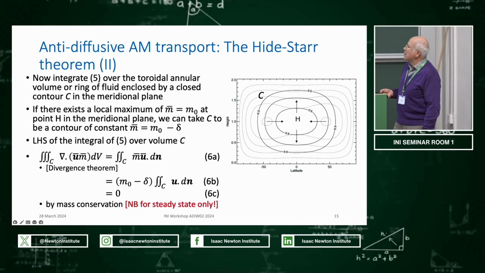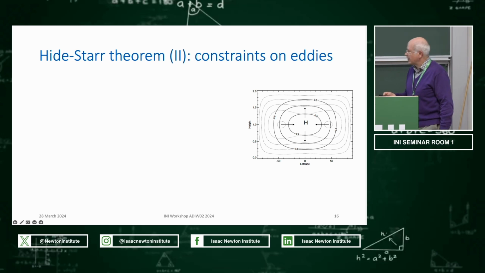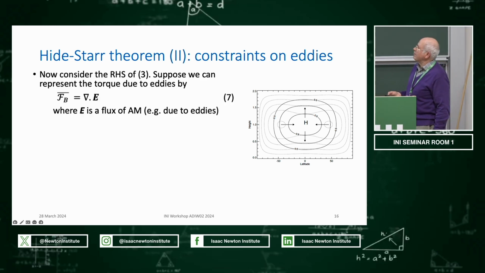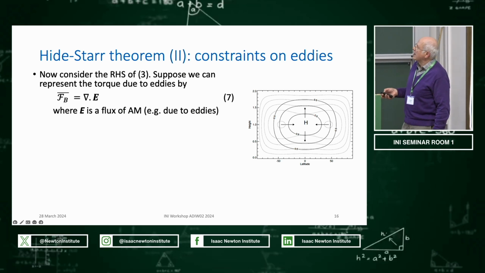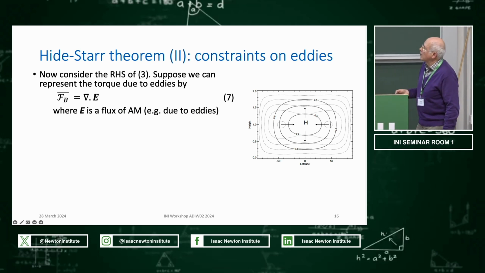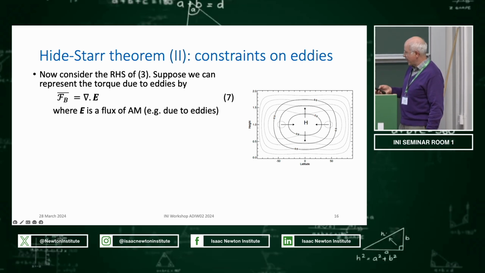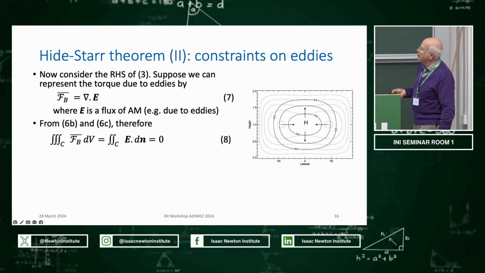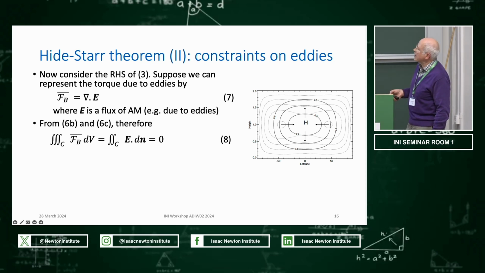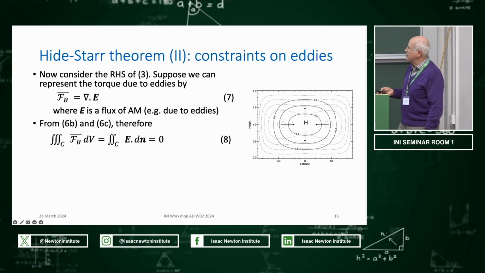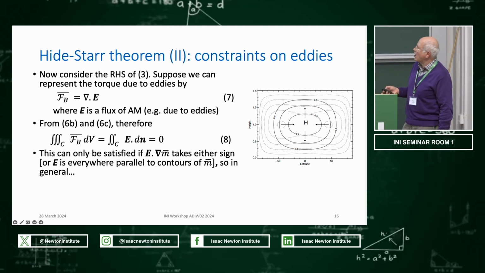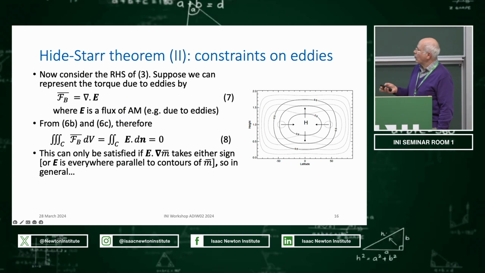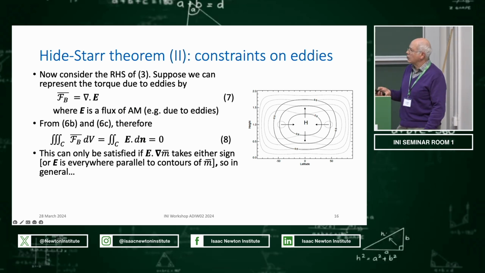So that's the left-hand side, and therefore if we integrate the right-hand side, we must obtain the same result. And if we are able to represent the torque due to eddies or the non-conservation processes as the divergence of a flux, where E is effectively this flux of angular momentum due to eddies, then from the previous result we can essentially reduce this to a surface integral of this eddy angular momentum flux that also has to add up to 0. And that basically means that we can only satisfy this if E dot grad m takes either sign somewhere or another, or else E would have to be everywhere parallel to the contours of m.